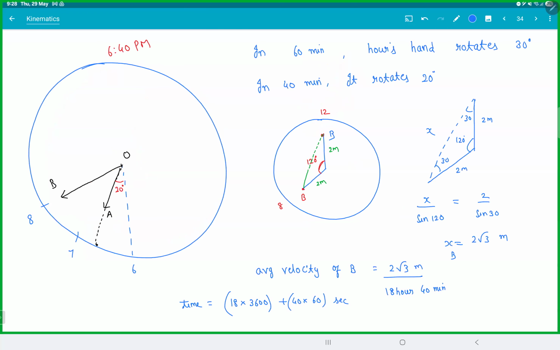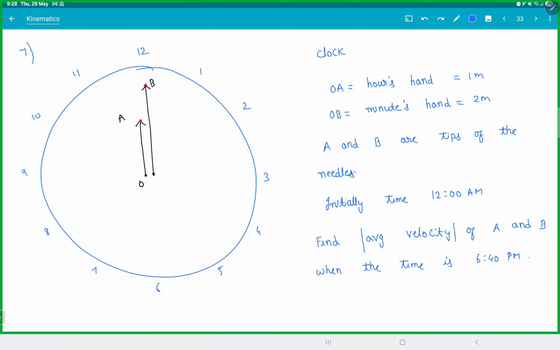Can you tell me what is the distance traveled by A and B in this question? Try. I'll give you a minute. Just calculate roughly. What is the distance traveled by A and distance traveled by B when the time is 6:40 p.m.? Initially, it is 12 a.m. Try. I'll give you a minute or two. Again, I am just teaching you circles, circumference, angles, all that stuff. It's kind of a trigonometry problem, you can say.